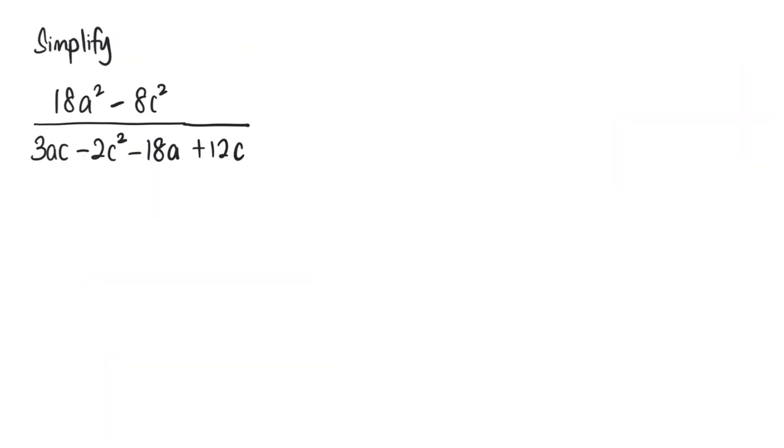Hello everyone. Welcome to this video where we are required to simplify the following. And every time we work on this, do take note. You should try and see whether you can simplify by factorizing first. I saw that I could take out a common factor 2. That will give me 9a squared minus 4c squared for the numerator.